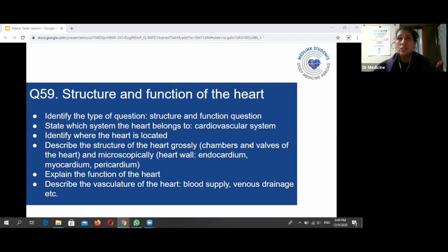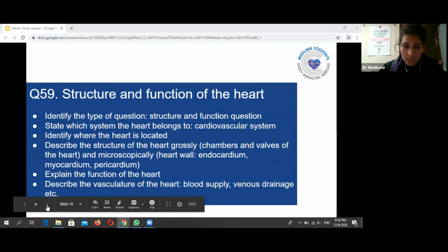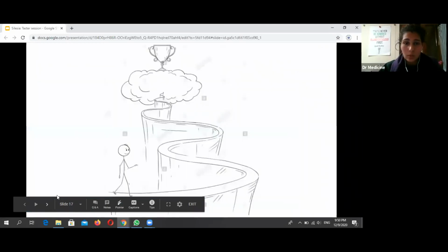This could also be applied if we're talking about the structure and the function of the lungs, or of the urinary bladder. Always mention which system it is part of, where it is located, the borders, the surfaces. Describe the structure at a microscopic level as well as at a gross level, explain the function of it, and also the vasculature, and the innervation if it has any. Okay, so are there any questions at this stage that anyone would like to ask me?